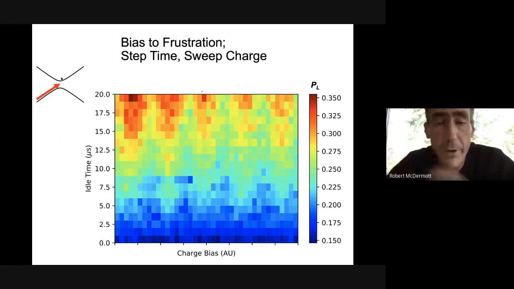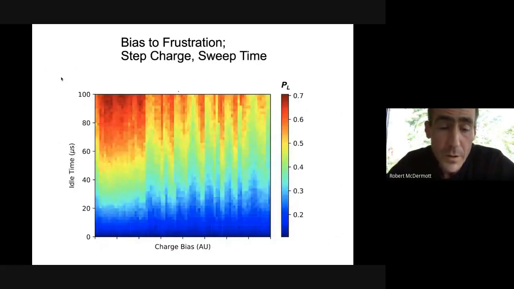But in this experiment, we're fixing the idle time and stepping through charge bias. When we do the experiment the other way around, where we set the charge bias on the plaquette and sweep time, so far we do not yet see evidence for coherent oscillations. So this is really the key ingredient that we need to demonstrate in order to move forward.